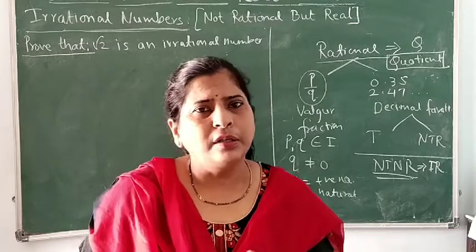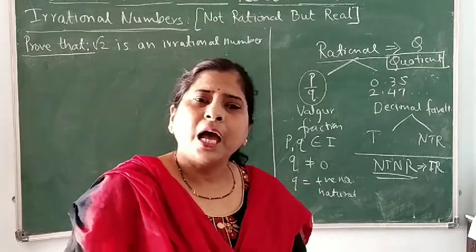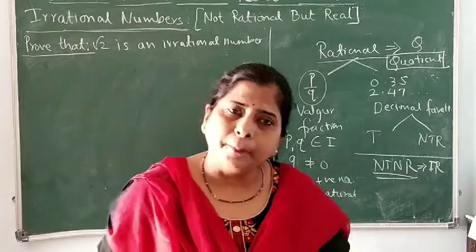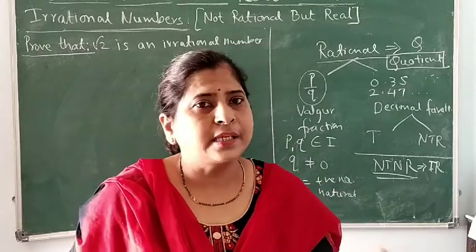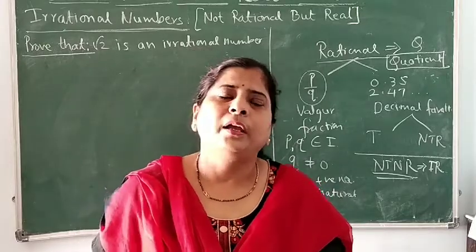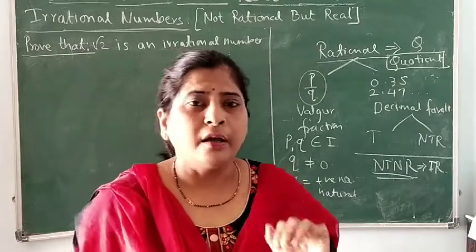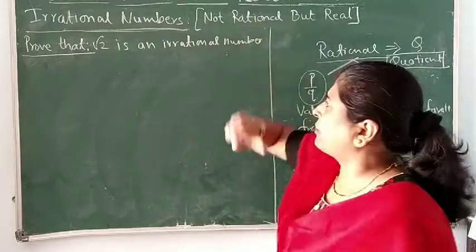We also have learned how to plot them on the number line. As these numbers can be plotted on the number line, they are real numbers. They exist in reality, and that's why, though they are not rational, they are irrational, but still they are real. So irrational numbers are not rational but real.